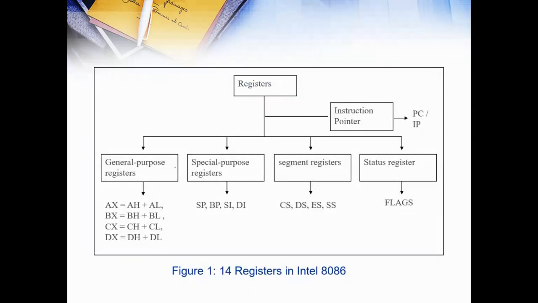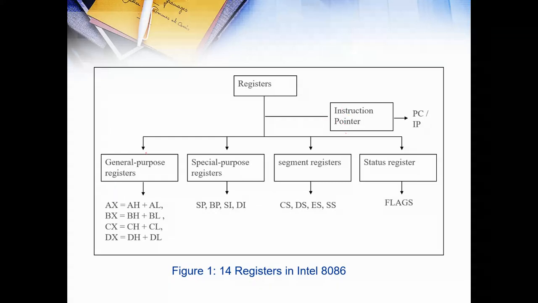Now we go to the classification of your registers. Since you have 14 types of registers, we can categorize the registers into several groups. For example, we have the instruction pointer, or program counter. Normally, the instruction pointer or program counter is used to hold the address of the next instruction that needs to be executed by your CPU.